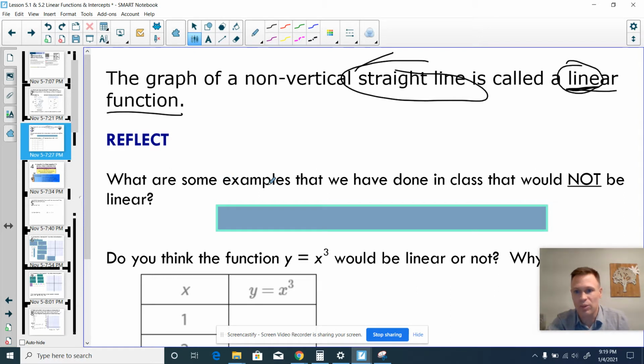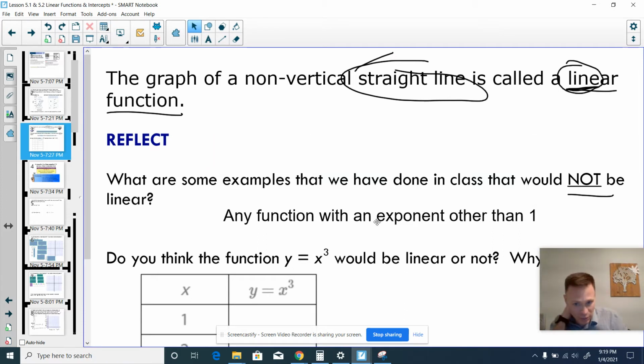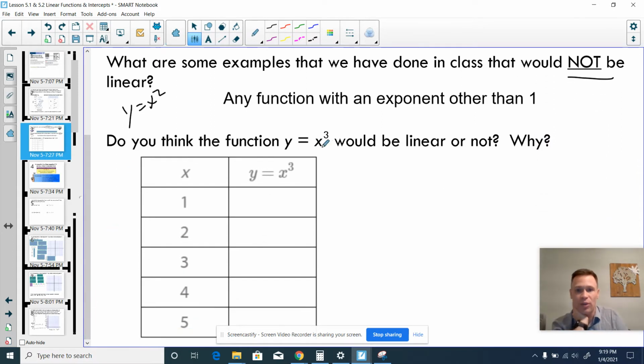It says, what are some examples that we have done in class that would not be considered linear? Well, there's lots of different examples we've had, but our general idea is that it's any function with an exponent other than 1. So if we've seen any function that looked like y is equal to x squared, that would not be linear. Do you think the function y is equal to x to the third would be linear or not? Well, we just said if the exponent is anything other than 1, it is not linear. So we would say no right away, and that would be the reason why.